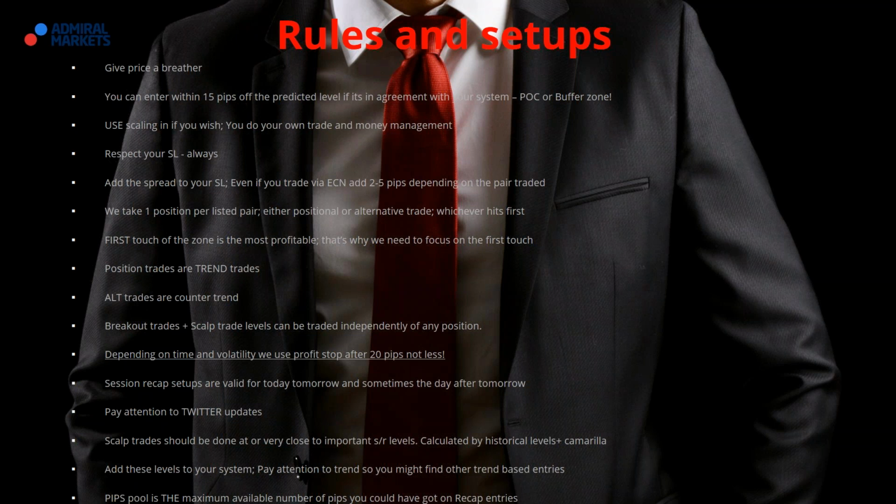Pay attention to my Twitter updates, also to scalp trades if I give you the setup, and add these levels to your system. Pay attention to trend, so you might find other trend-based entries. We had this rule applied during the previous week. You will see results, and you will see that when trend is good, you can zoom in and try to scalp something out of the market if you miss the original entry. And the term pips pool, that's the maximum available number of pips you could have made on recap entries.